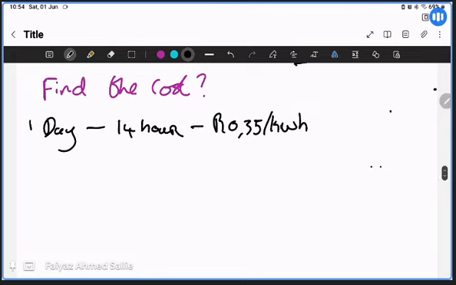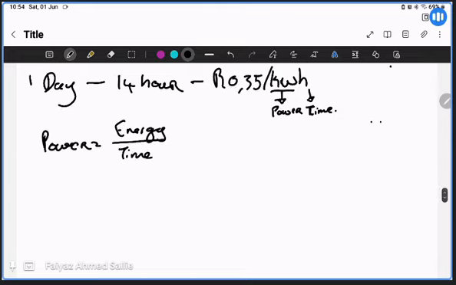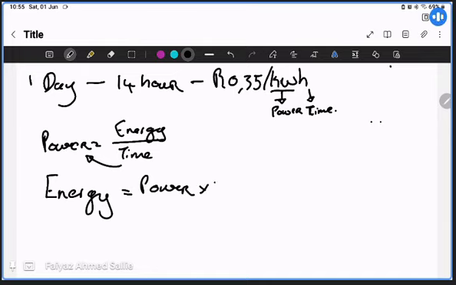So if you forget the formula, you know that kilowatts is power and this is time. And we know that power is equal to energy over time. So we're going to have to find the energy first. So we're going to multiply the time by power. So energy is equal to power multiplied by time.